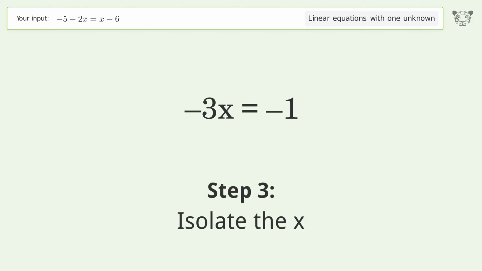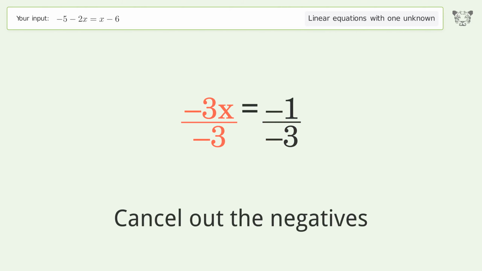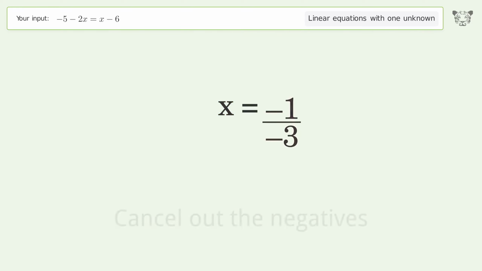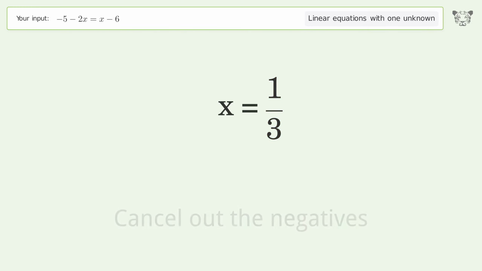Isolate the x. Divide both sides by -3. Cancel out the negatives. Simplify the fraction. Cancel out the negatives. And so the final result is x equals 1 over 3.